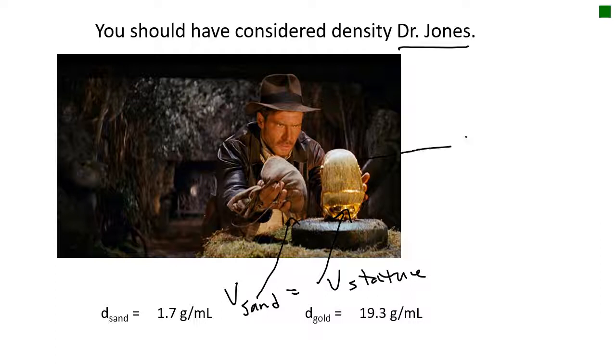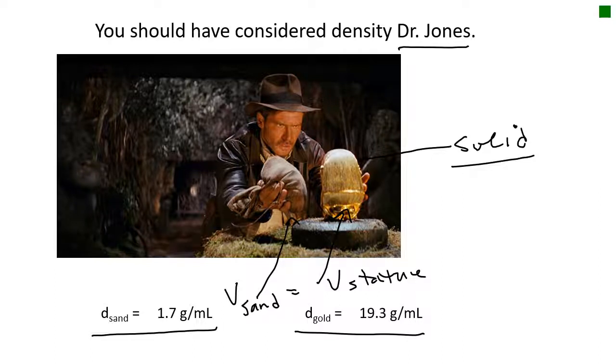One, that statue is solid. He knows that. He's got a PhD in archaeology. And two, we know that these densities aren't the same. We know that, in fact, gold is about 10 times more dense than the sand is, meaning he would need about 10 times as much volume of sand to replace the mass of that gold. And in fact, later on in this movie, he actually picks this gold statue up and throws it, and somebody else catches it. So let's just take this to its logical conclusion and figure out what the statue might weigh if it was solid gold.